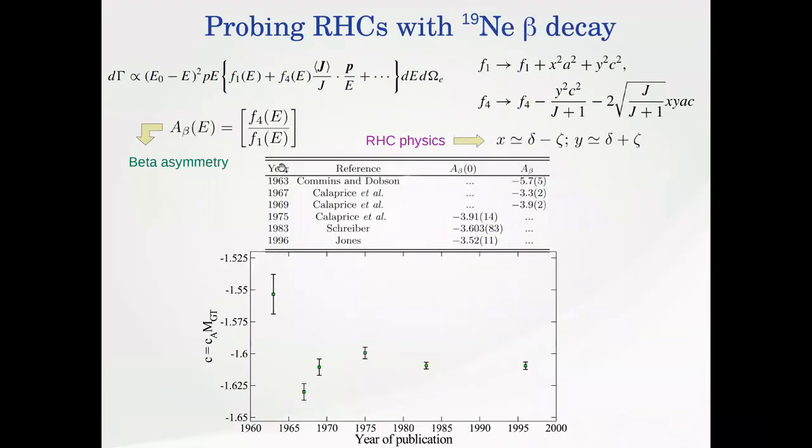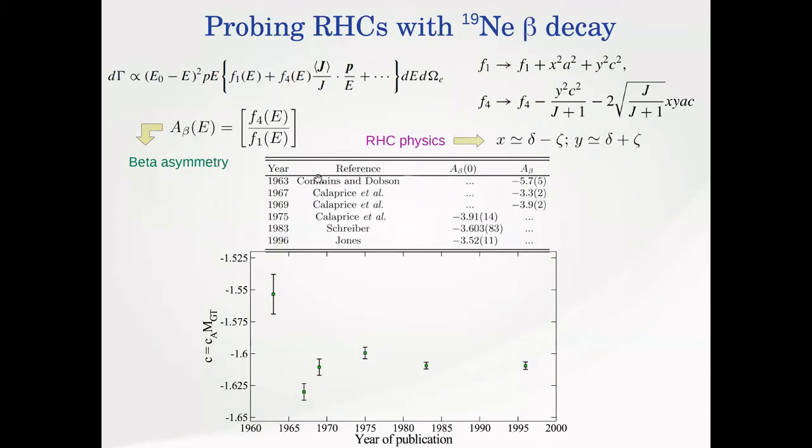Okay, so the procedure is you measure the beta asymmetry, A beta, which is essentially the asymmetry in the beta direction, the asymmetry of the momentum with respect to the spin polarization, which is F4 divided by F1. It's this coefficient that's multiplying the spin polarization times the momentum. You measure that and you see if you agree with the standard model prediction or not.